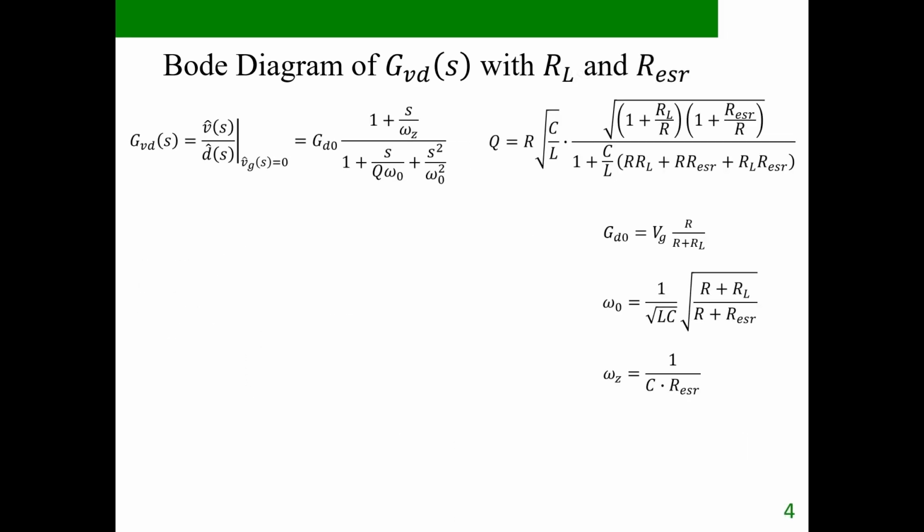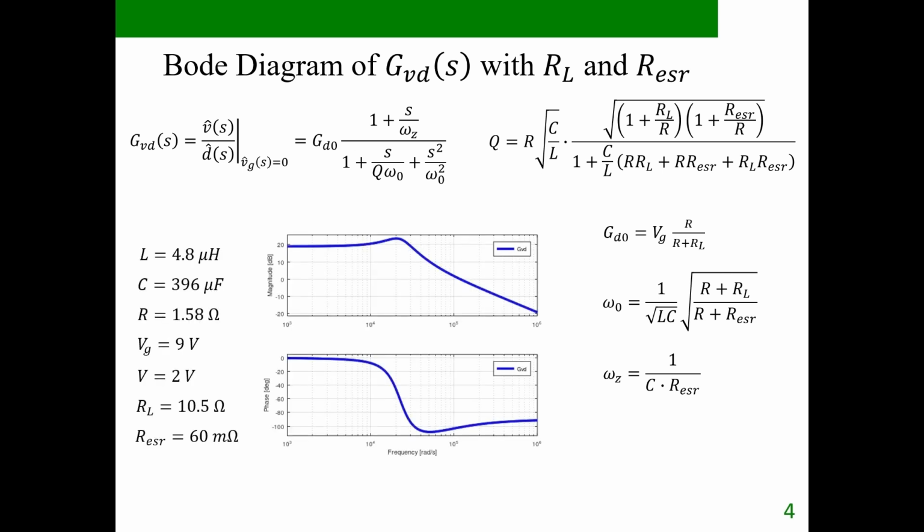Here is the control to output transfer function including both the inductor resistance RL and the capacitor ESR. Now we can look at how these parasitics shape the frequency response of our converter. Below the transfer function, you can see the Bode diagram computed using the real hardware parameters shown in previous slides. Even with both parasitics included, the fundamental power stage structure is still visible.